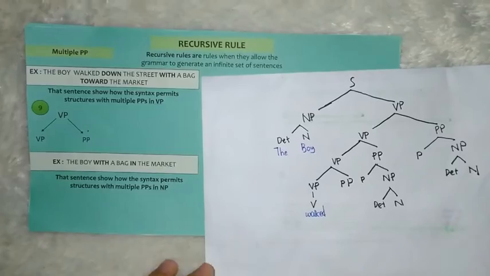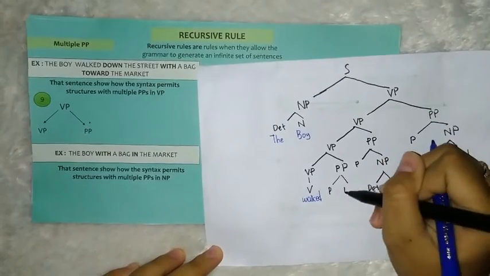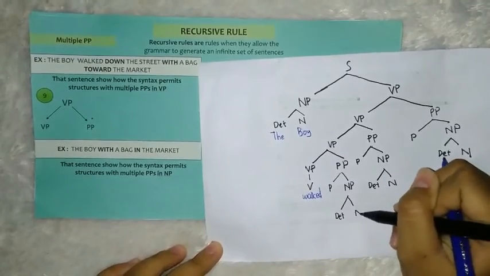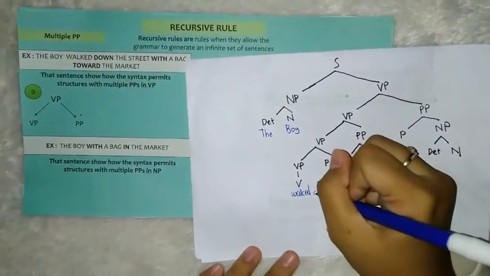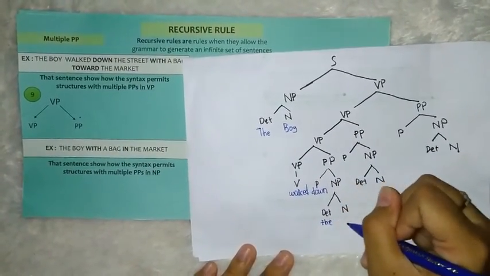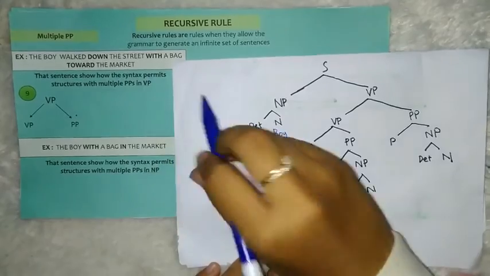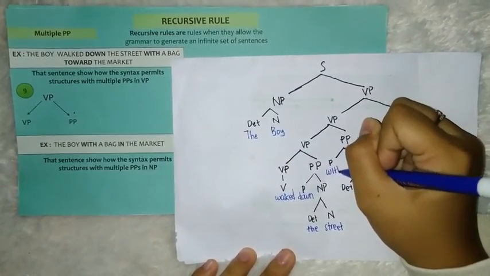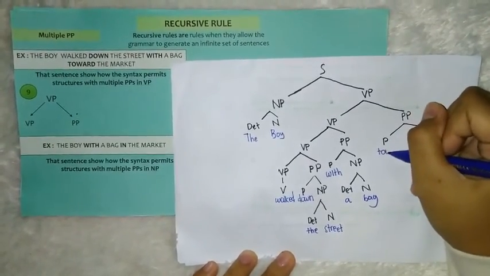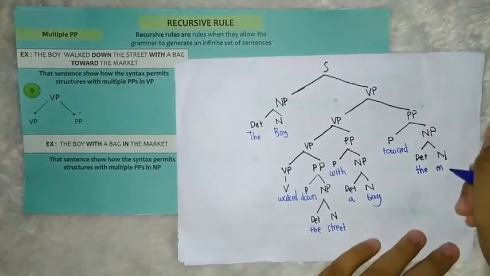I'm sorry. Prepositional phrase in here is preposition with noun phrase, which is noun phrase is determiner with noun. Preposition in here is down. After down is the street. With in here is preposition with a bag toward the market.